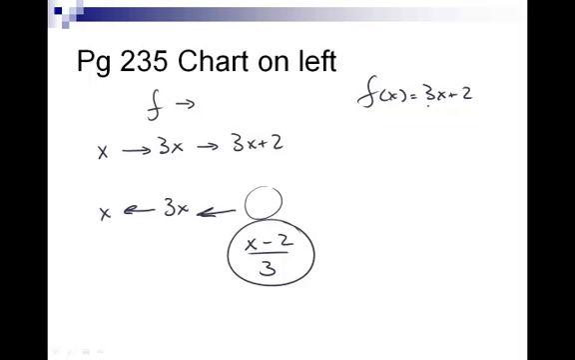It's doing the order of operations in the opposite order, and that's my f inverse. My inverse says take whatever I have, subtract 2, divide by 3. So you can see that this was the g of x that we used. Okay? So on the bottom of page 235, it does talk about the steps to find the inverse.